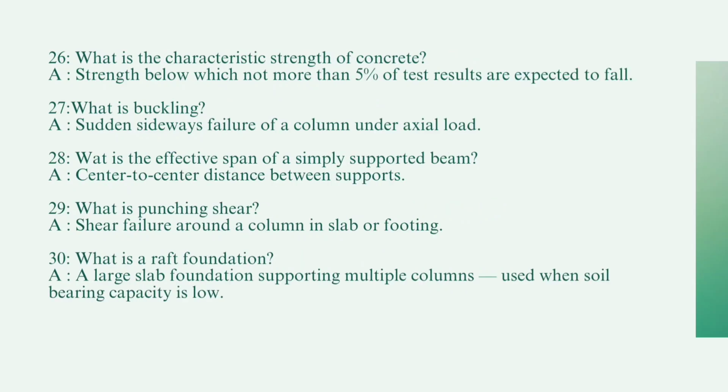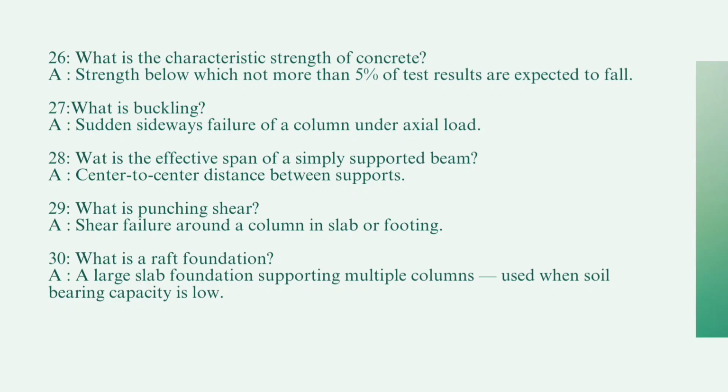Question number 26. What is the characteristic strength of concrete? Answer is the strength below which not more than 5% of test results are expected to fall is known as characteristic strength. Now next is, what is a buckling? Answer is sudden sideways failure of a column under axial load is nothing but the buckling.